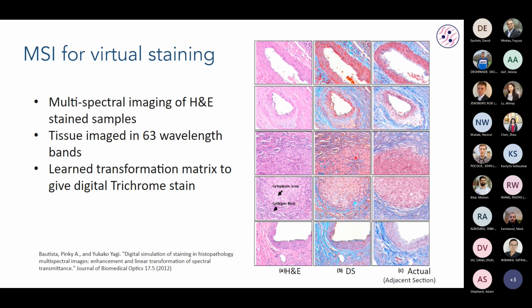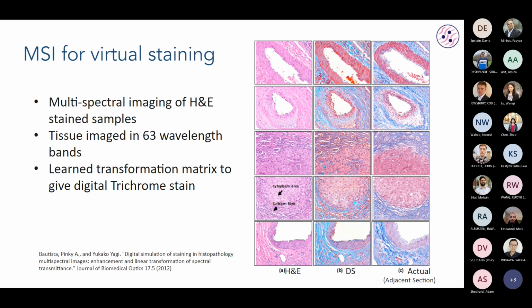I have a question. Yeah. Just a quick question. So make sure, these slides have been stained only with H&E. Yes. And then the digitally stained image has been created digitally. Yes, based on multispectral imaging of the H&E slides. Okay.